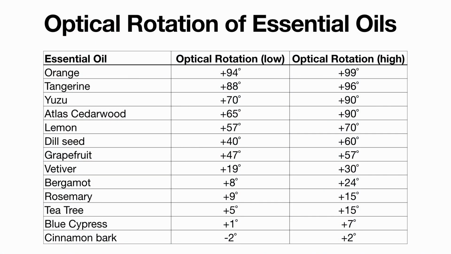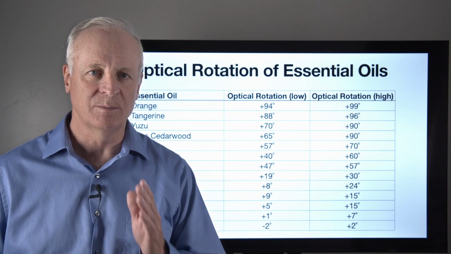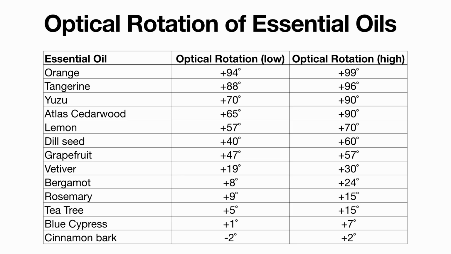Now let's look at some essential oils and the different optical rotations determined from a polarimeter. Let's look at the ones that have a positive rotation from center. Orange oil and tangerine oil. Look how far the polarized light is moved to the right. Plus 94 degrees to plus 99 degrees for orange. For cedarwood, plus 65 degrees to plus 90 degrees. And if we go down to the bottom, we see cinnamon bark. Well, it's either minus 2 degrees or plus 2 degrees. Not very much of a change from the center.